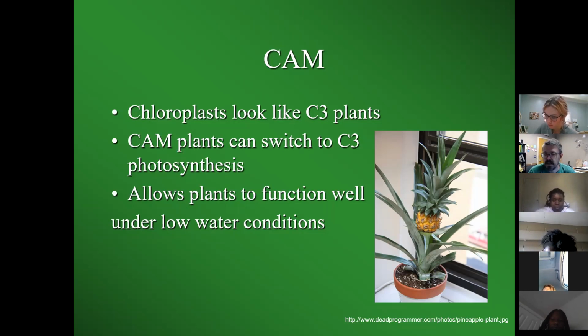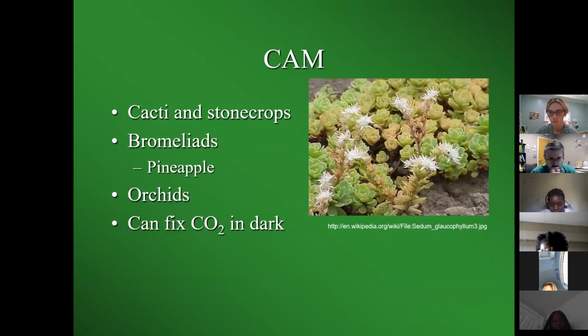Okay. Now, you might see this pineapple here. This pineapple is a CAM photosynthetic plant. I think there are some cacti. There's some really cool stuff out there. Stone crops, which is the plant that you're seeing there. You may have seen them. People grow them really commonly in pots and sometimes on the ground. These are sedums. Orchids can do this, not necessarily all of them, but many of them. So CAM is really fascinating.